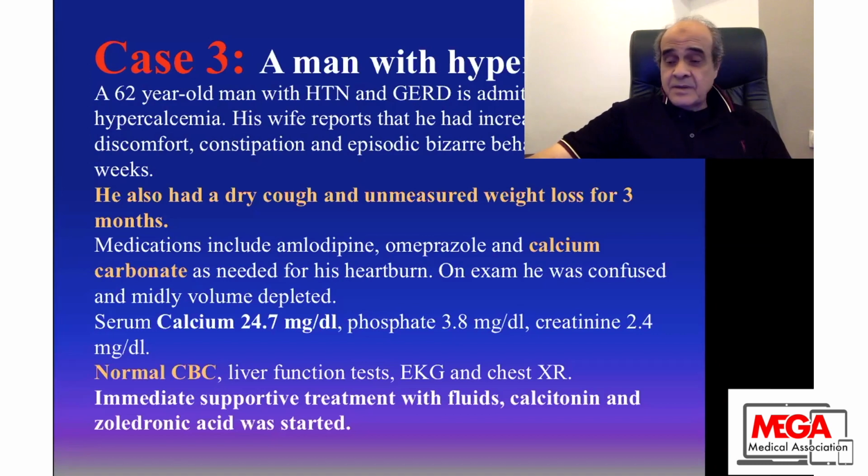Serum calcium is very high, 24.7 milligram percent. Phosphate 3.8 milligram percent. Creatinine is about 1.7. Normal CBC, liver function test normal, EKG normal, chest X-ray normal. Immediate supportive treatment with fluid, calcitonin, and zoledronic acid was started. We discuss now a case of hypercalcemia and how to manage.